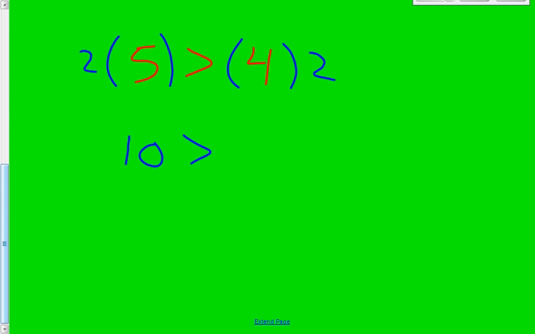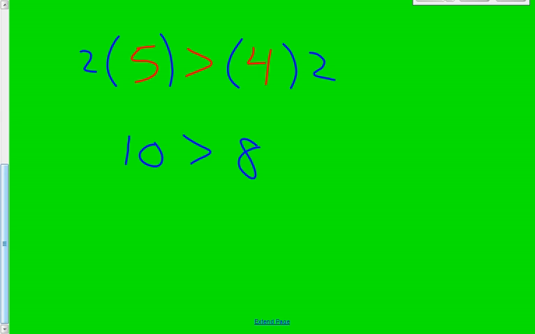Let's say we take the example 5 is greater than 4. That's correct, is it not? That is a true statement. 5 is greater than 4. Now let's say you were just to multiply both sides by the number 2. So now you would get this. 10 is greater than 8. Is that a true statement? And you say yes, 10 is indeed greater than 8.